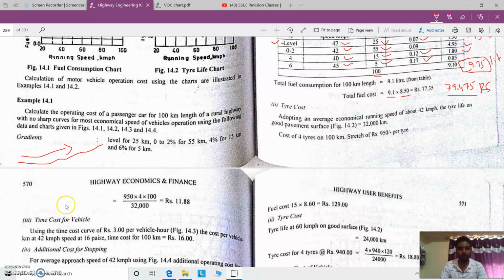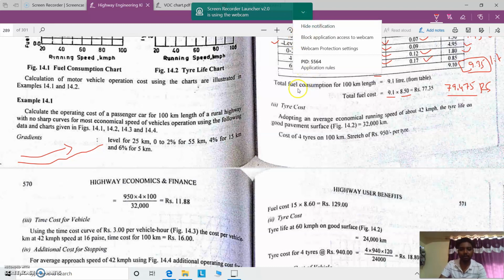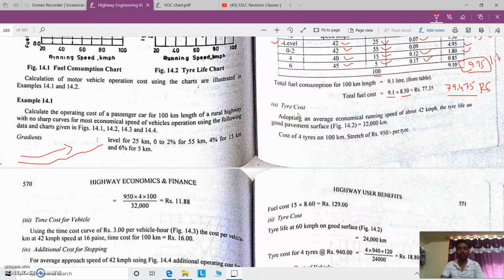Hello students, in continuation of video lecture 1, model number 5, we have discussed the total fuel cost of around 80 rupees for travel on different gradients over different kilometers. The remaining cost involved in vehicle operating cost is the tire cost. The tire cost is considered as 950 rupees per tire, and there are 4 tires, so that will be 4 into 950. That gives the total cost of the tires.